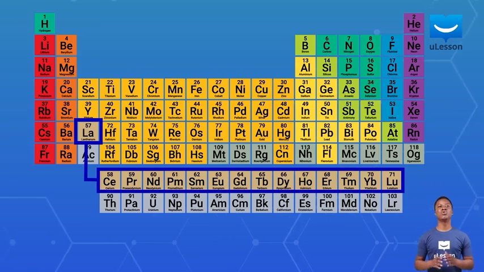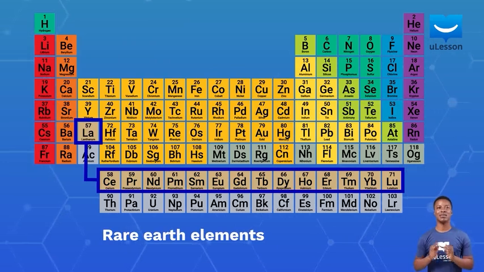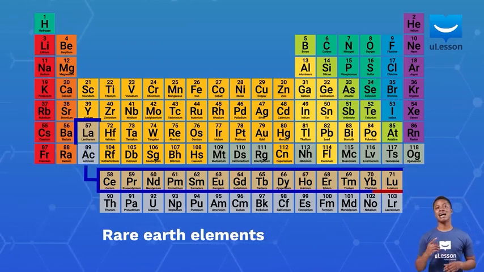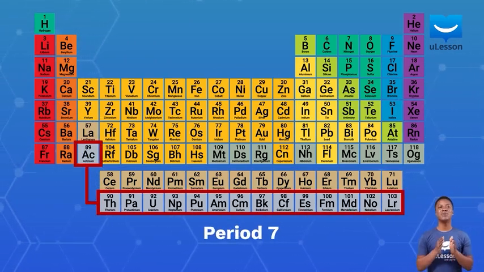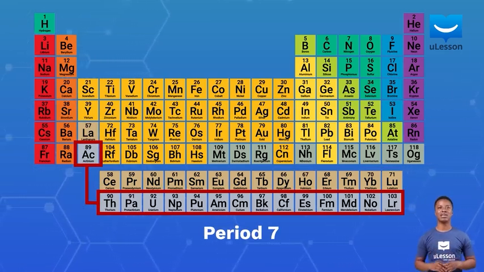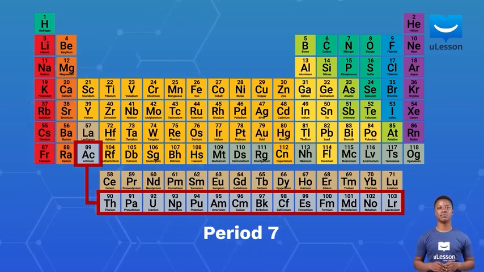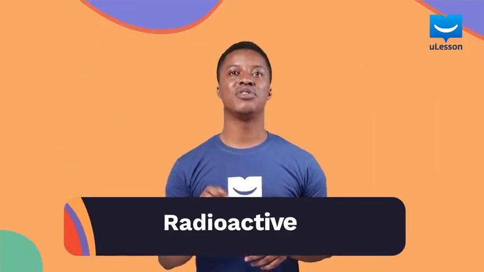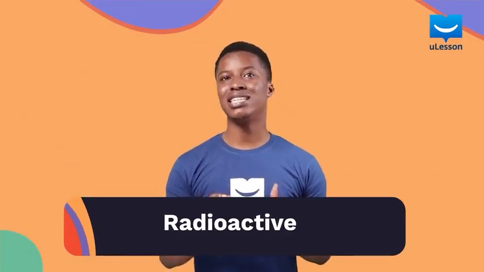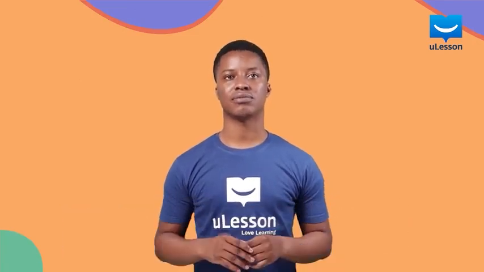These elements show great resemblance to one another and are often collectively known as the rare earth elements. The actinide series are located in period 7 and comprises 15 metallic chemical elements with atomic numbers from 89 to 103. The actinides are radioactive, that is, they are unstable and release energy when they decay or break down.